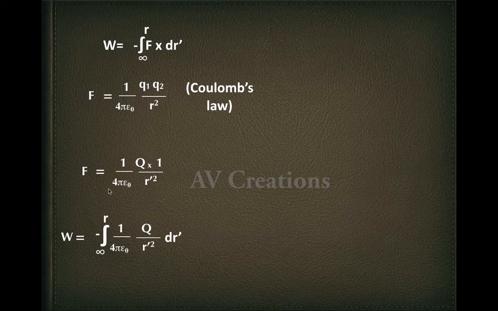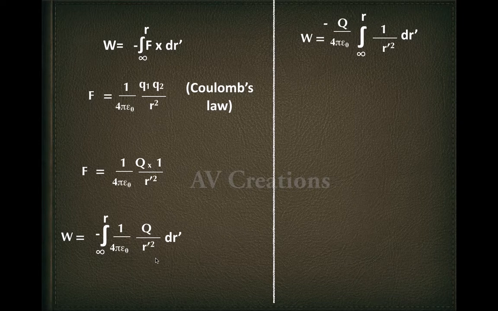And W is equal to, substituting the value of F in this equation, minus integral from infinity to R of 1 by 4 pi epsilon 0 Q by R dash square into dr dash. When integrating, we can take the constants out. Q and 4 pi epsilon 0 are constant, so W equals minus Q upon 4 pi epsilon 0 integral from infinity to R of 1 by R dash square dr dash.